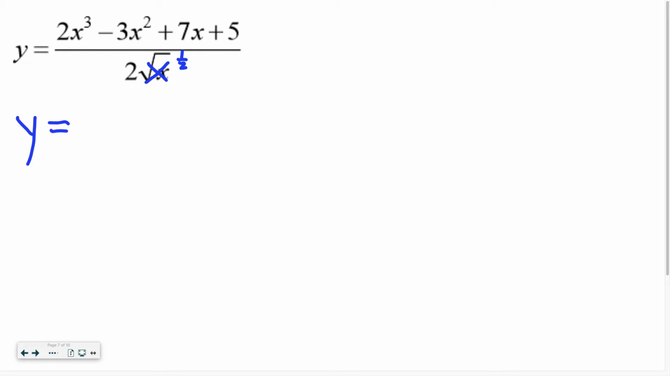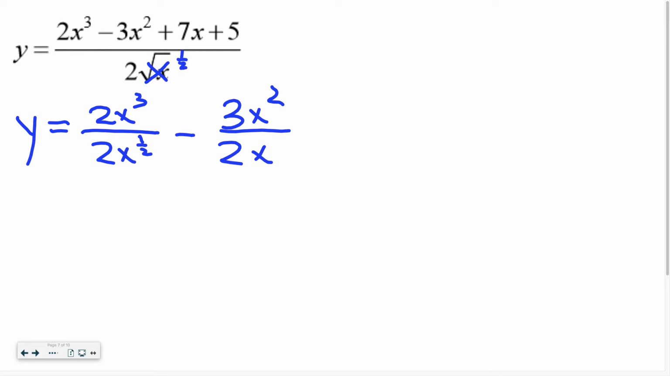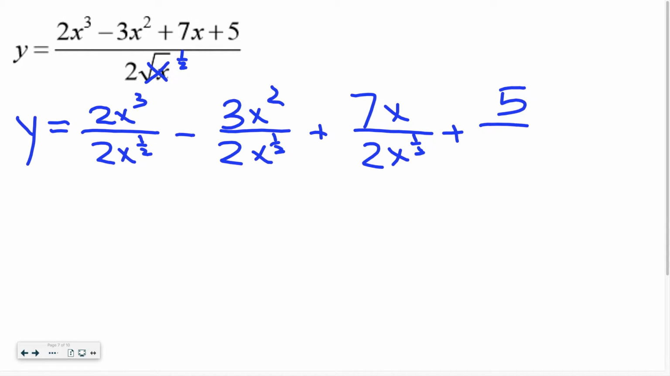Okay. We're doing 2x cubed divided by 2x to the 1/2, minus 3x squared divided by 2x to the 1/2, plus 7x divided by 2x to the 1/2, and 5 over 2x to the 1/2. So we need to write each of these individually as ax to the n. So when we are dividing and we have exponents, what do we do with our exponents? Subtract. We subtract. And what is 3 minus 1/2? 5/2.